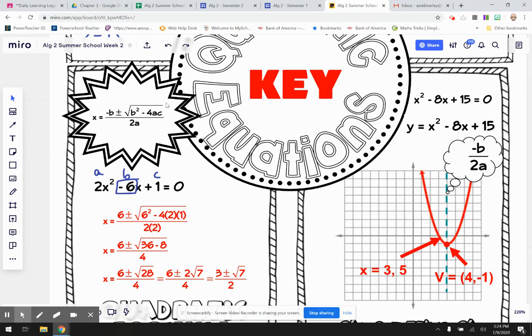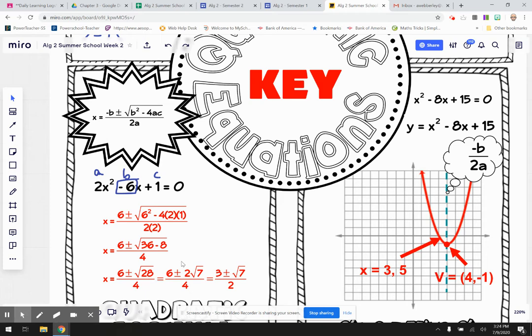Plus or minus the big square root, b squared would be negative 6 squared. Negative 6 squared is going to be 36, same as positive 6 squared, because you're squaring, it's going to be positive no matter what. Minus 4 times a is 2 and c is 1. And so when you solve it, you get 6 plus or minus radical 28, because 36 minus 8 is 28.